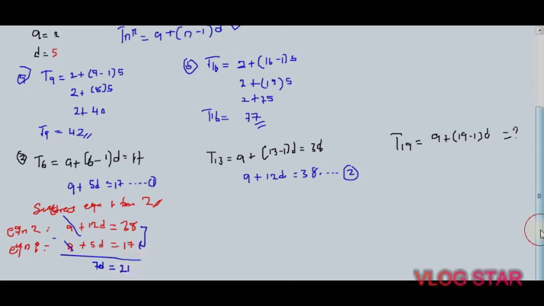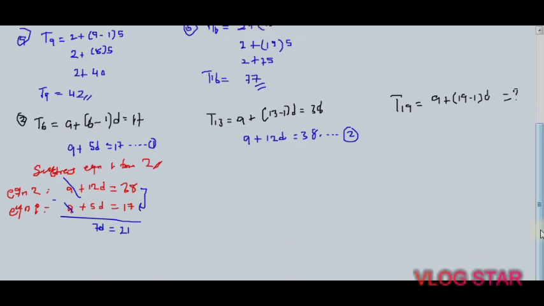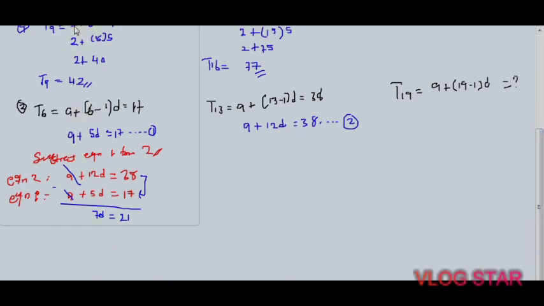So from here, let's get down a bit again. It's very easy from here. We just make d the subject of the formula. We have 21 divided by 7, and we're going to end up with 3. Therefore, we are getting our d, our common difference, to be 3. So the next thing is to find the first term, because in this question the first thing you have to find is your first term and the common difference. That should enable us to solve the question.